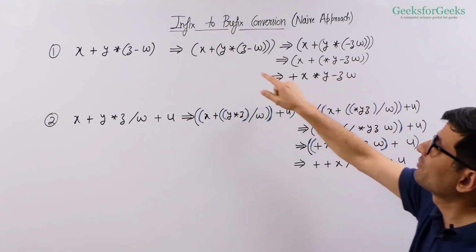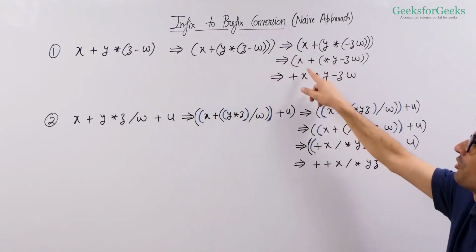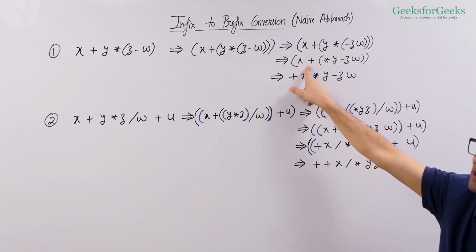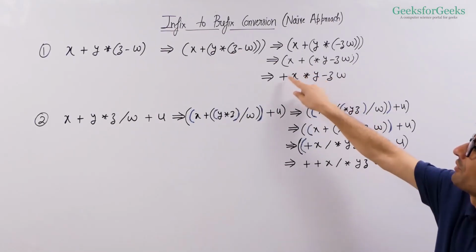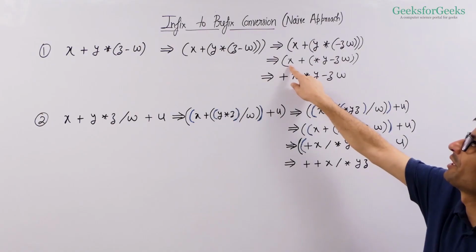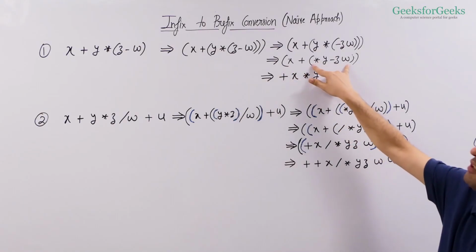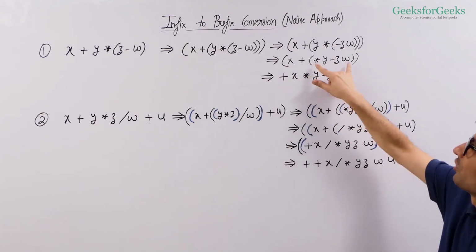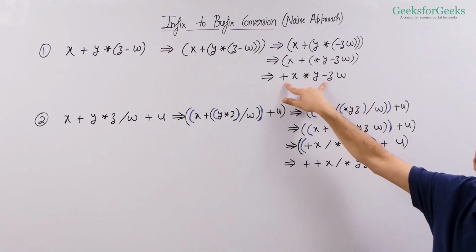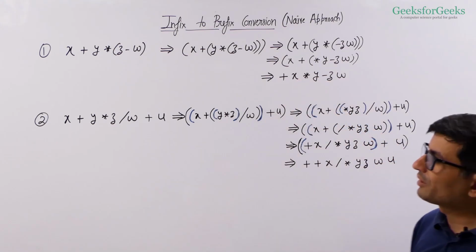Now we have converted the multiply. We are going to go outer and convert this into prefix. So we'll put this operator plus first, then we'll put this operand x, and then we'll put the other operand, which is this whole expression. So this is our equivalent prefix. Let's see this example now.